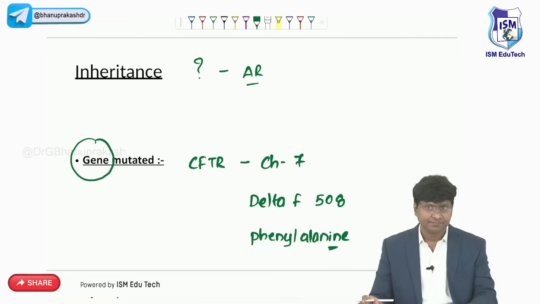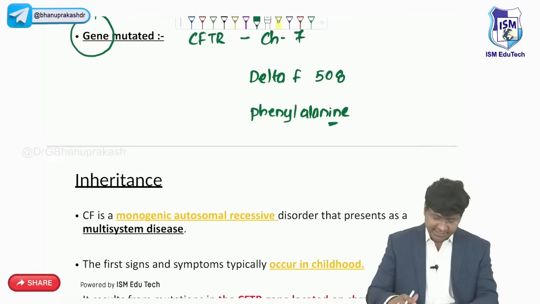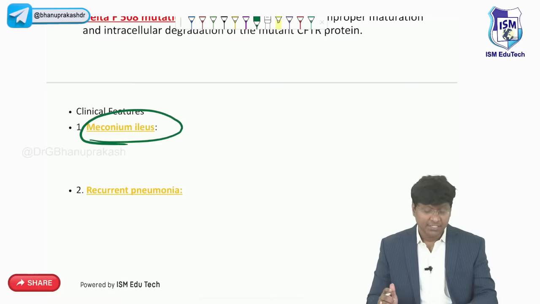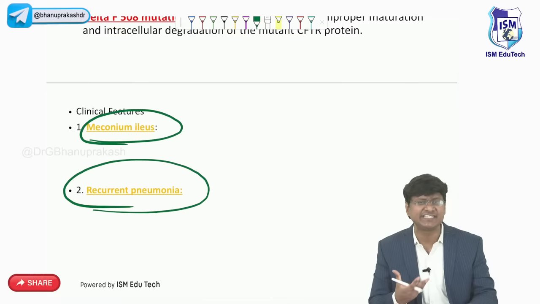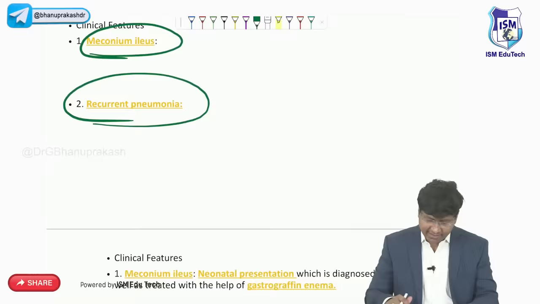And what will be the presentation in patients with cystic fibrosis? The neonates present with meconium ileus. And what will you give for meconium ileus? You need to give gastrographin enema. And why are these individuals prone to recurrent pneumonias? Because they have thick and viscid mucus in the lungs, and that will be the source of infection. Another respiratory manifestation may be bronchiectasis.